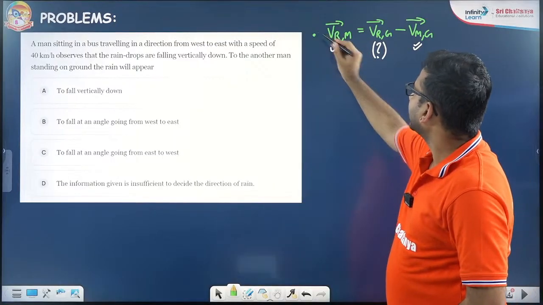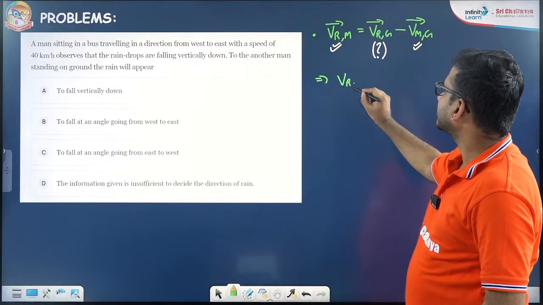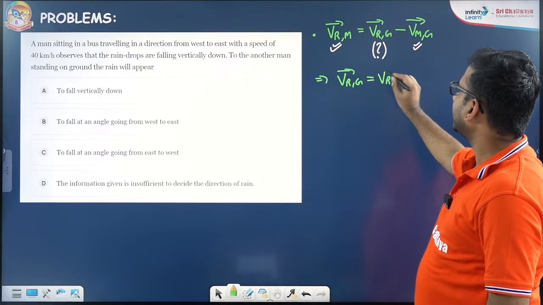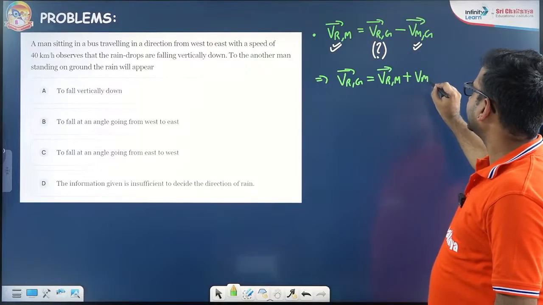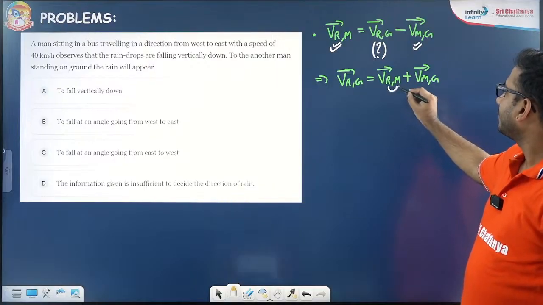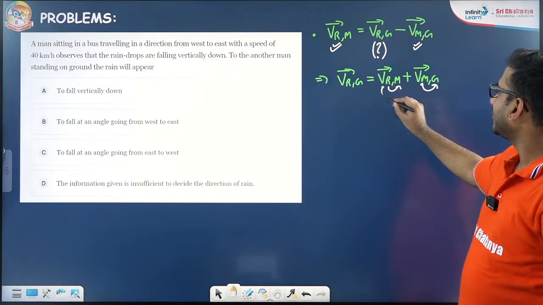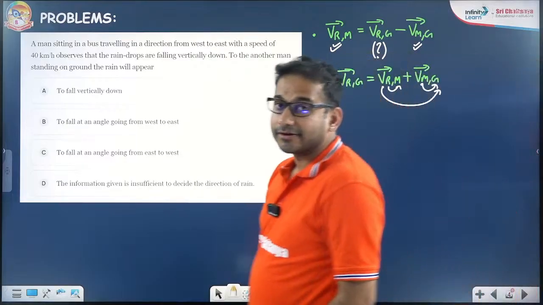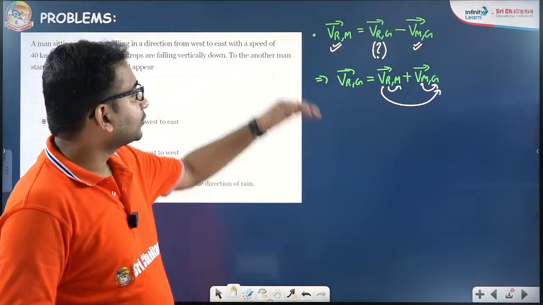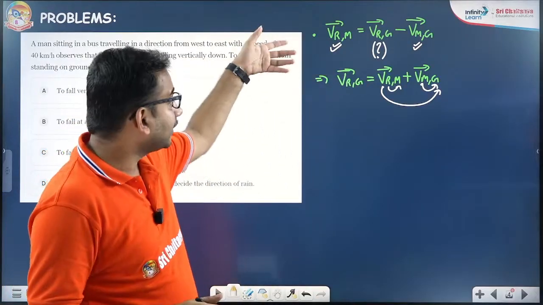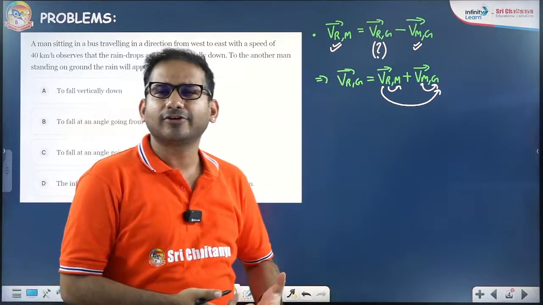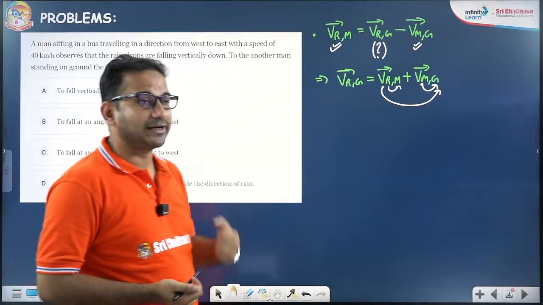So what I can write here is velocity of rain with respect to ground. I'll just rearrange them. So that will be velocity of rain with respect to man plus velocity of man with respect to ground. It's like effective velocity: A on B, B on C will give you A on C. Rain on man, man on ground will give you rain on ground. Anyways, the first statement was a relative velocity statement. When you rearrange, taking the term to the other side, it became positive. We got something called effective velocity. But yeah, we can proceed like this.